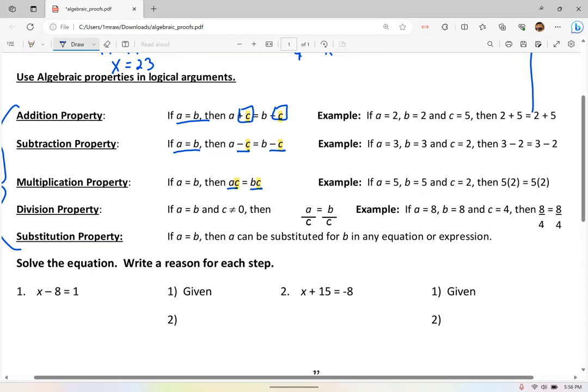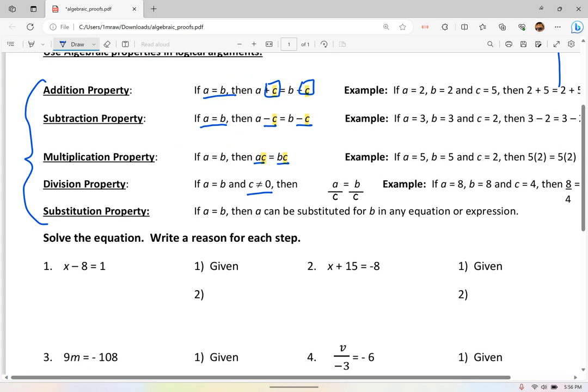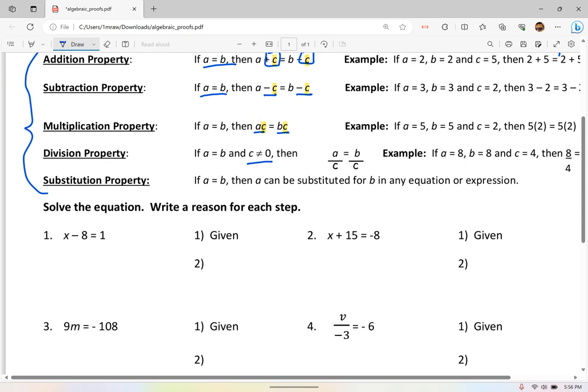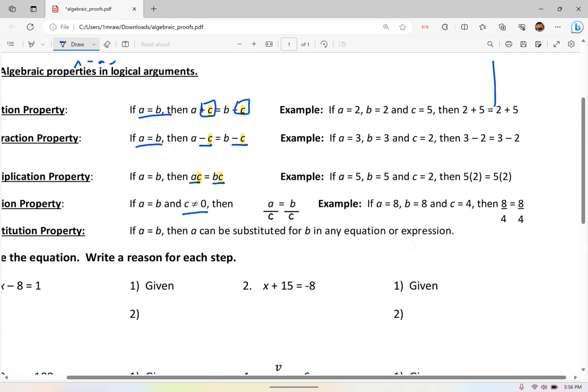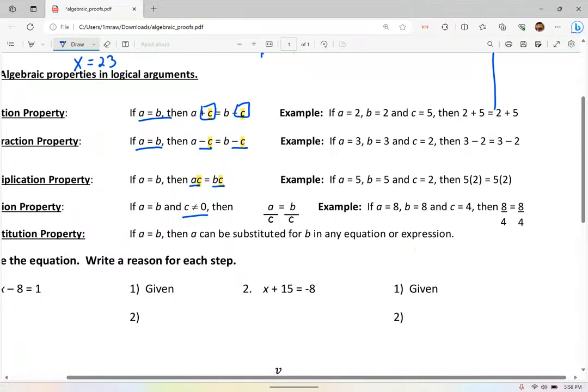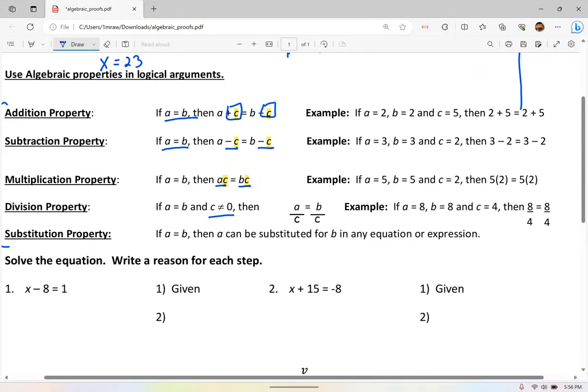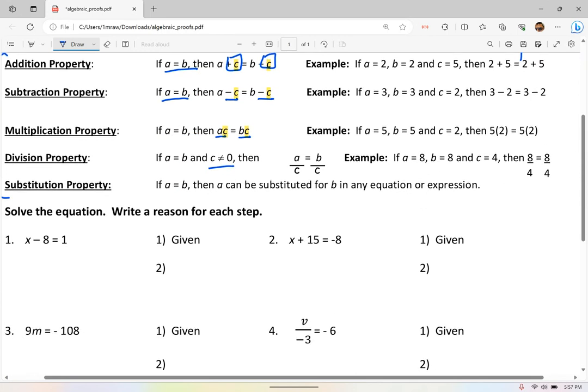And then, of course, this one right here is the division property. We've got to be careful. C cannot be 0. That's all fine and dandy because you can't divide by 0. So if A is equal to B, then A divided by C is equal to B divided by C. And here are some mathematical examples from what you did that state these specific properties. But you'll notice that when we do these proofs down here, it'll be a little bit easier.